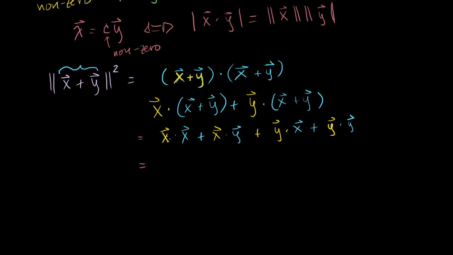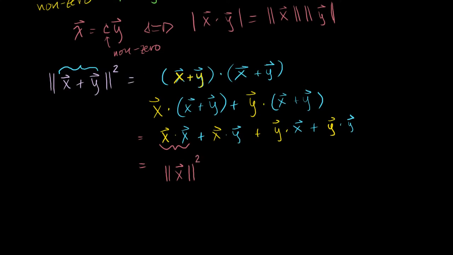This is equal to x dot x. So what's x dot x? x dot x is just the length of our vector x squared. I should stop using the word magnitude.